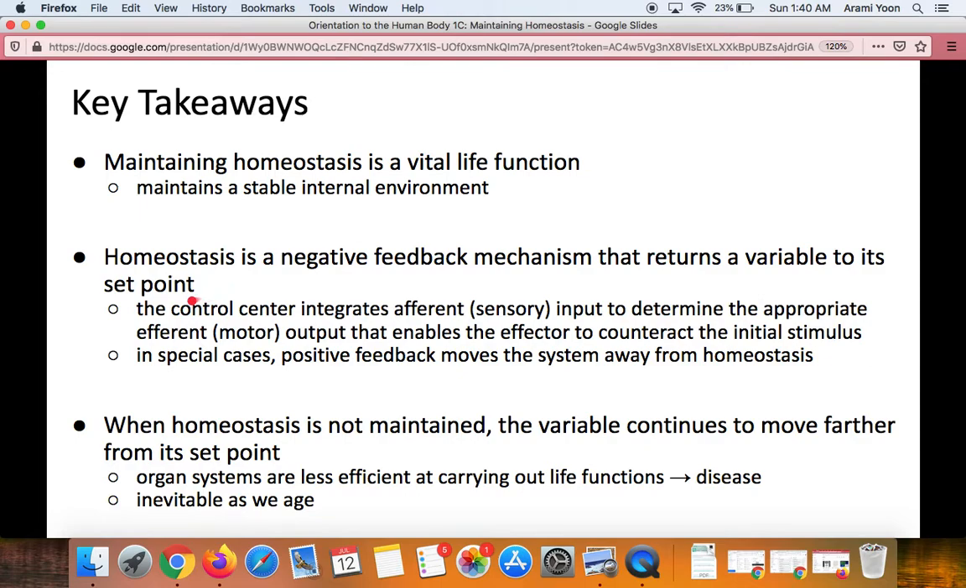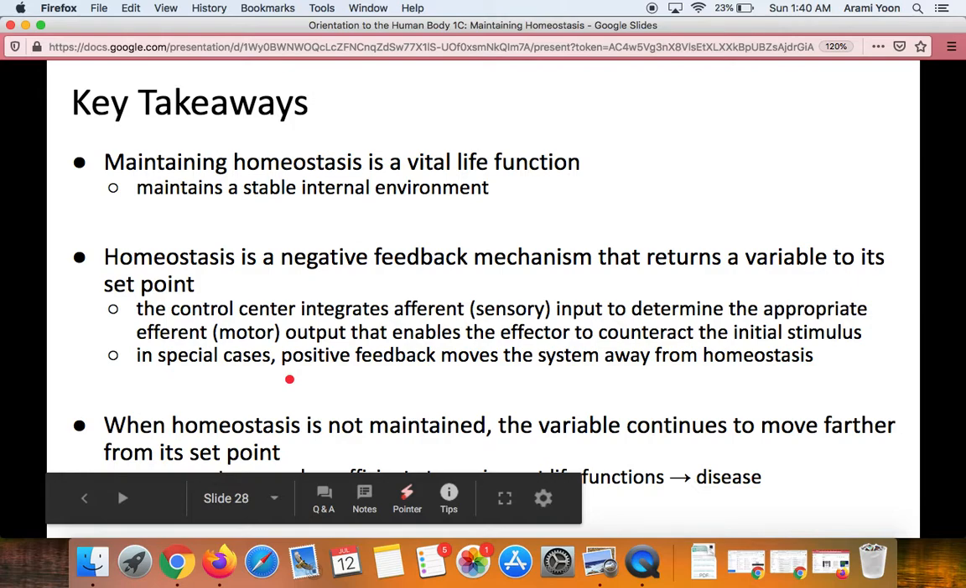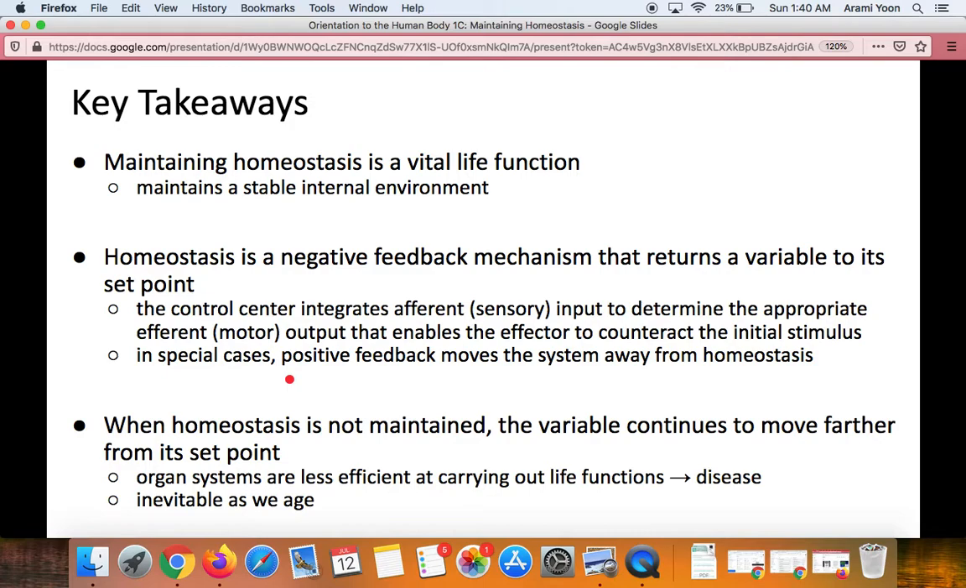When that happens, the control center will integrate the afferent or sensory input to determine the appropriate efferent or motor output that will enable the effector to counteract the initial stimulus and bring your variable back to what's normal. In special cases, however, positive feedback moves the system away from homeostasis, and that's on purpose for special conditions like if you get cut or if you are giving birth to a baby.